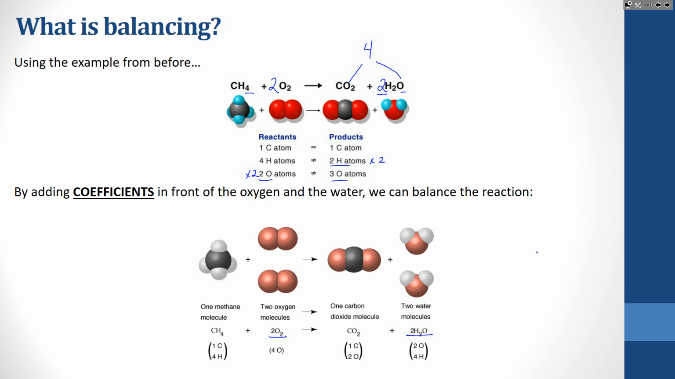If you look, we have a carbon here, oxygen, oxygen, oxygen, oxygen. There's a carbon here, oxygen, oxygen, oxygen, oxygen. And then I've got my 4 hydrogens. 1, 2, 3, 4. 1, 2, 3, 4. There's my 4 hydrogens. Everything adds up to the same on both sides. And that's what creates a balanced equation.